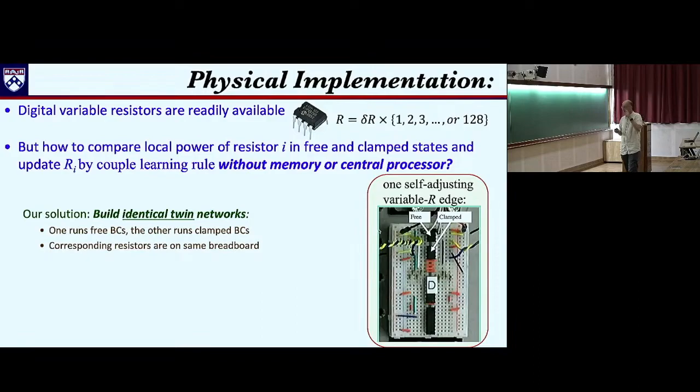Which voltages are being given to which nodes, okay? So here's what one edge looks like. Here's one self-adjusting edge. Here's the digipot in the free case, here's the digipot in the clamp case, and then there's some circuitry on board that will compare the voltage drops across these two resistors, and every clock cycle decide whether you want to move these up or down by one notch.